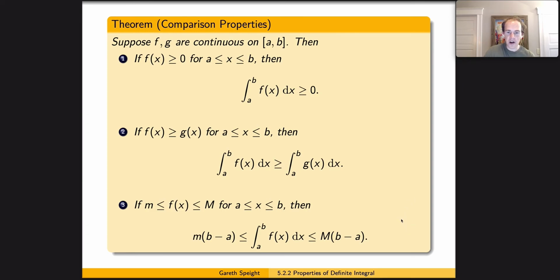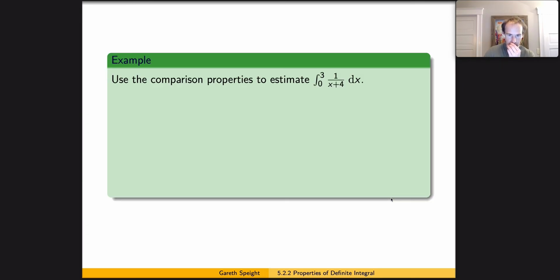Okay, so as an example, let's try to use part 3 to estimate an integral. So let's use the comparison property to estimate the integral from 0 to 3 of 1 over x plus 4 dx. So later we'll be able to do this explicitly, but not just yet. So let's do a comparison. So what kind of estimate do we have for 1 over x plus 4 in the interval from 0 to 3? So we need to come up with an upper estimate and a lower estimate.